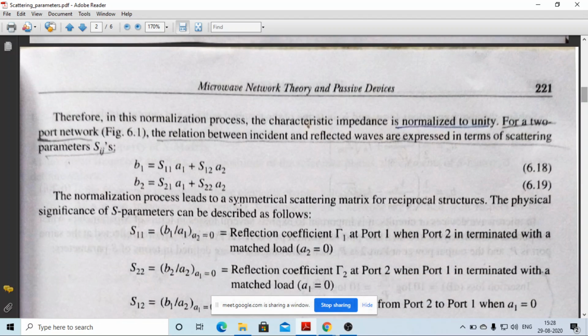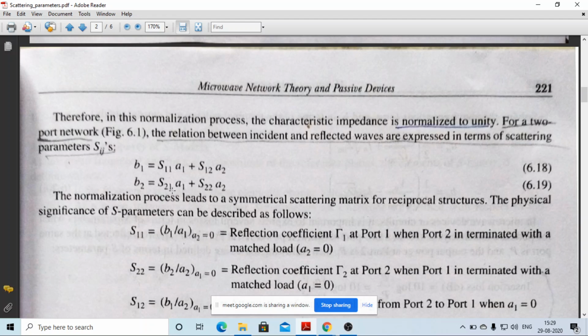So if you see this relation, the first relation is B1 is equal to S11A1 plus S12A2. So B1 is the normalized reflected wave peak amplitude at port 1, equal to S11A1. A1 is the normalized incident wave peak amplitude at port 1. A2 is the incident wave peak amplitude at port 2. Like that you can define all these A1, A2 and B1, B2.